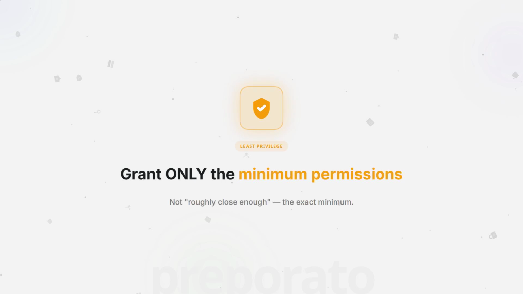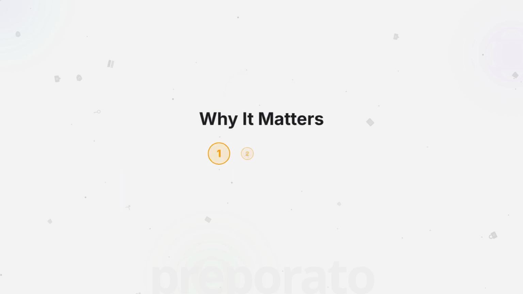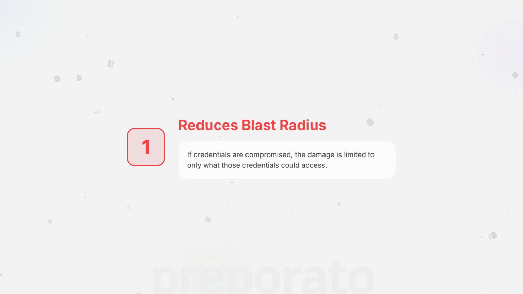Least privilege means granting only the minimum permissions required to perform a task, not roughly close enough, the exact minimum. Why does this matter so much? Four reasons. First, it reduces the blast radius. If credentials are compromised, the damage is limited to only what those credentials could access.